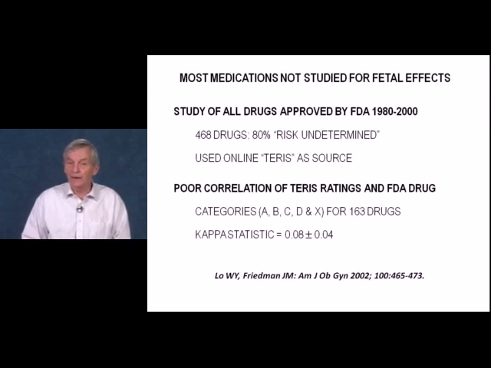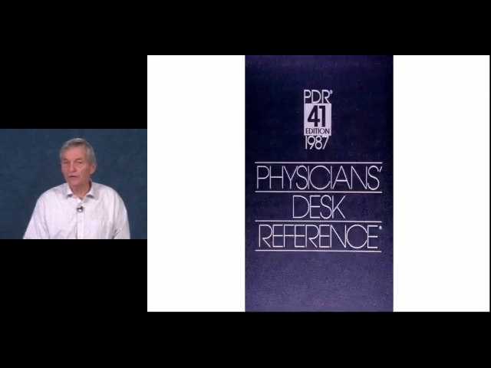But they compared the quality of the information in the literature as published in Teris to the categories and found that the kappa statistic, which you see listed here, is terrible. In other words, there are a lot of drugs listed as X that are really not X. There are a lot of drugs listed as D that are really not D. A lot of drugs listed as C, which really shouldn't be listed as C. So probably the most crucial thing I can tell you in this brief summary is, for God's sake, don't use the PDR as a source of information about risks during pregnancy.